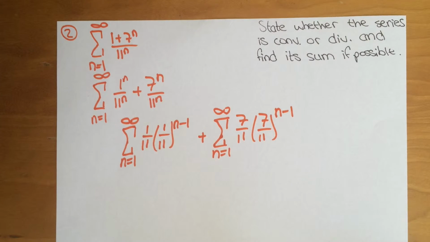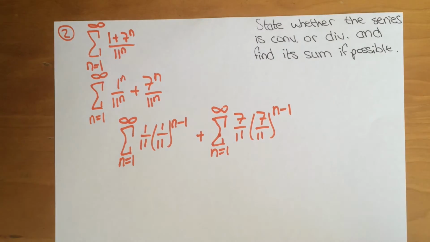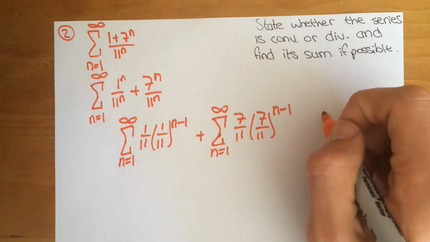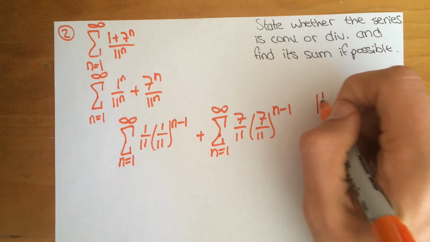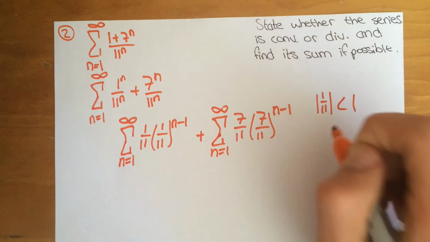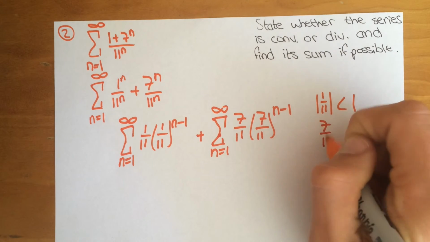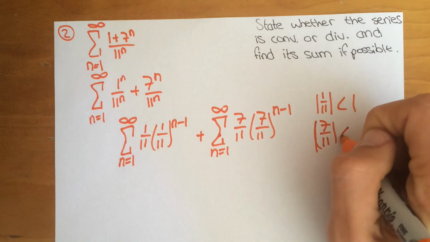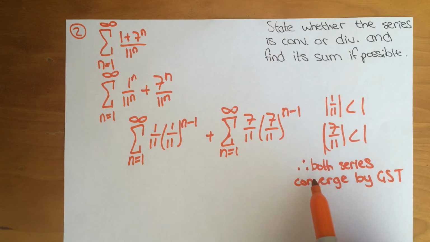convergent geometric series, and you can write out that both of them converge because the absolute value of 1/11th is less than 1, and the absolute value of 7/11ths is less than 1. Therefore, both series converge by the geometric series test.